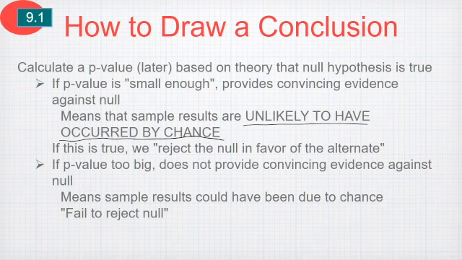If the p-value is too big, this does not provide convincing evidence against the null. So that means the sample results could have been due to chance, is essentially what that means. So it's possible that if we have a p-value high enough, then it could have happened by chance, so we fail to reject the null.